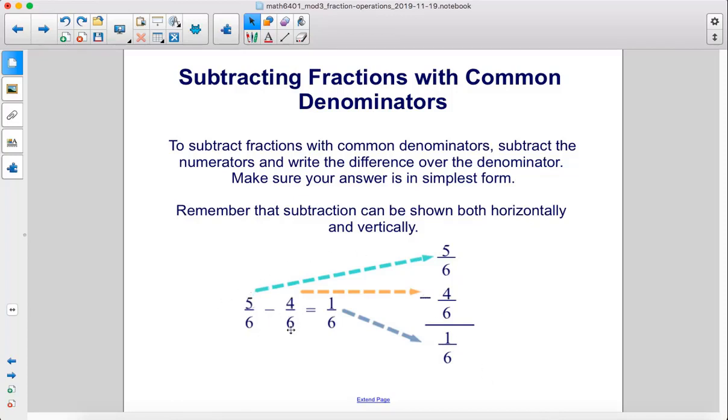Remember that subtraction can be shown both horizontally and vertically. 5/6 minus 4/6 equals 1/6. 5 minus 4 is 1, and then we keep the denominator the same. You can also write it vertically like this.